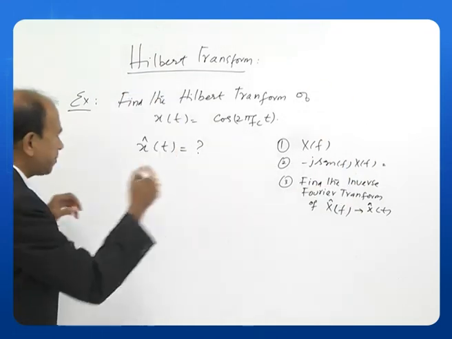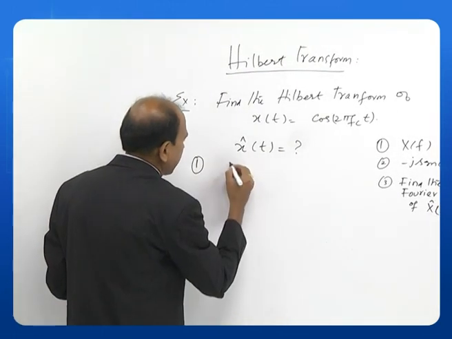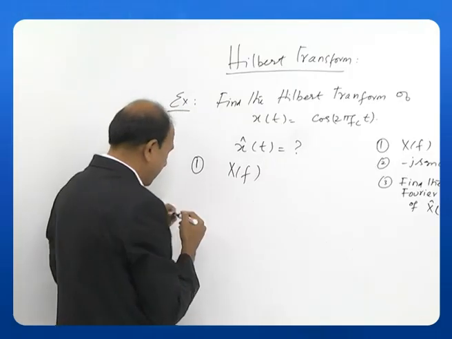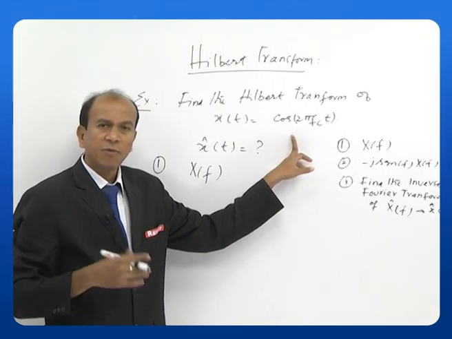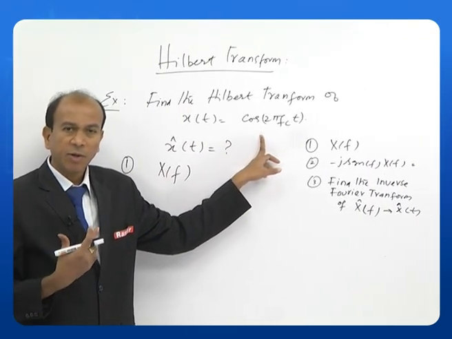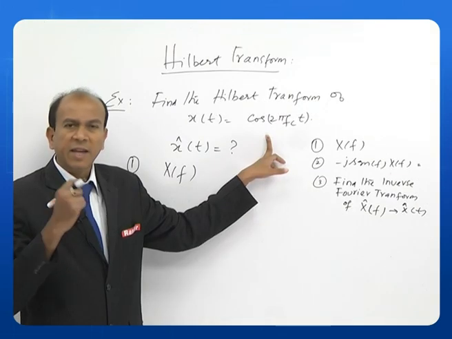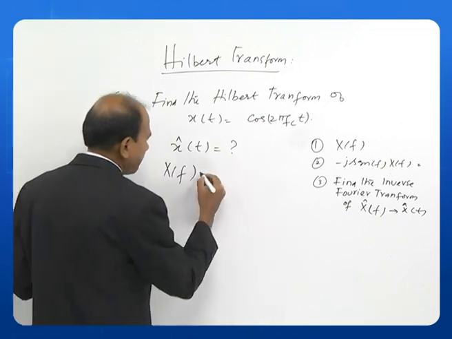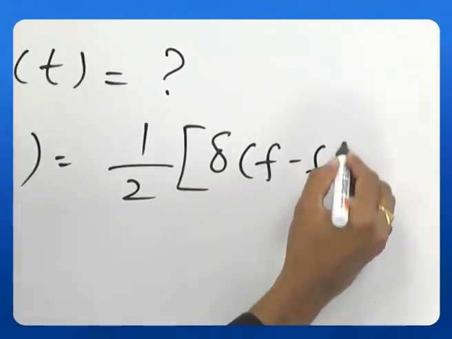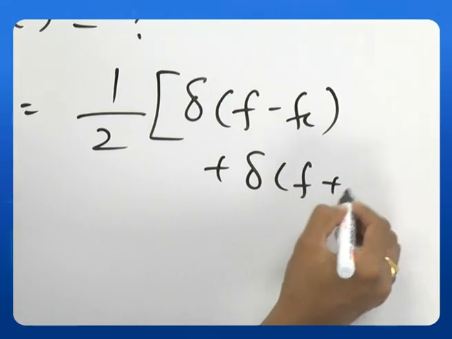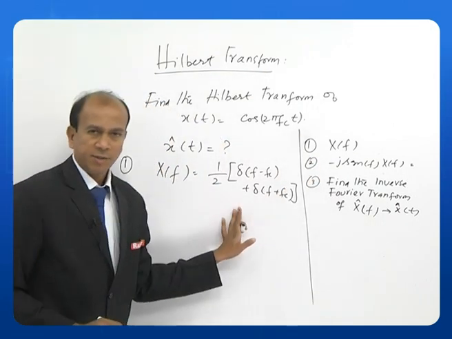Now, as per this, the first job is to find out what is x of f. If you remember, in our earlier sessions we have calculated the Fourier transform of cos 2 pi fct. It was equal to two delta functions existing at plus or minus fc with a scaling factor of half. So, this is equal to half of delta f minus fc plus delta f plus fc. So, this is x of f.